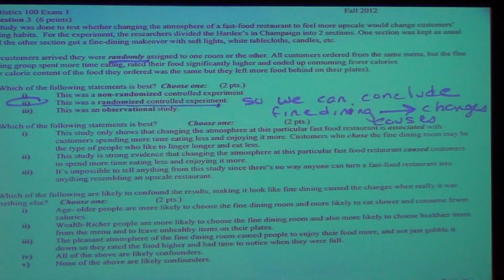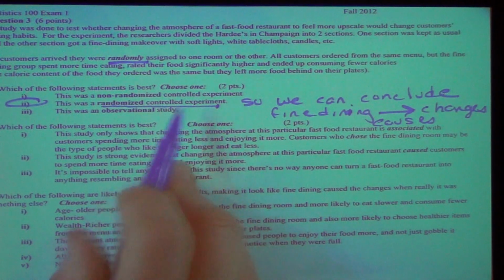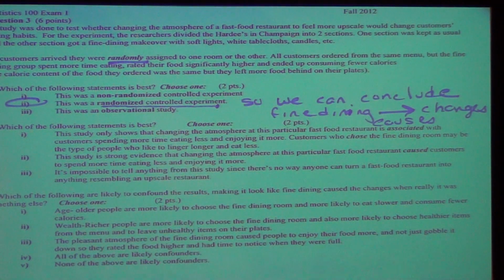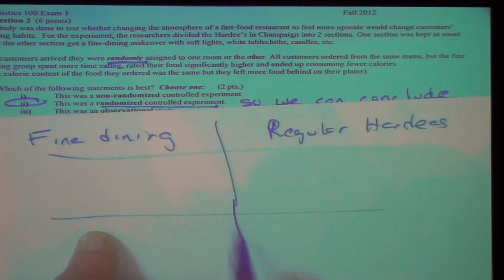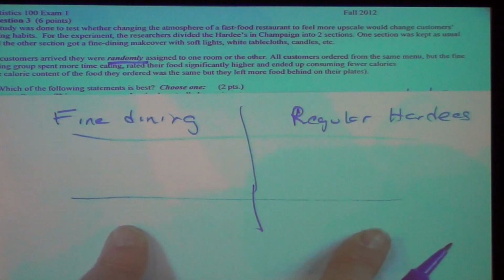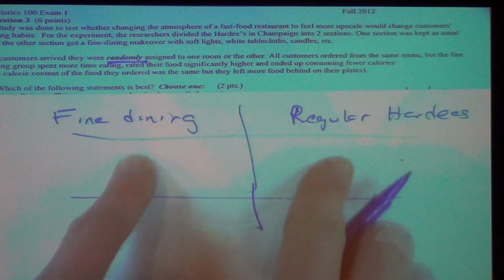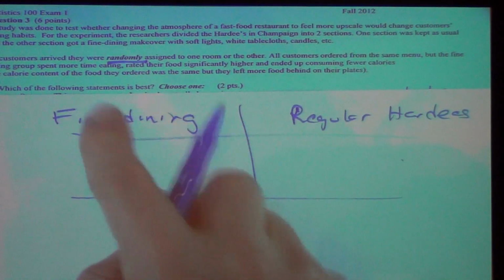All right? There's not going to be confounders. There's not going to be confounders in randomized experiments, because you give them all these conditions, and then any changes that we measure at the end, these people rated it much higher than these. Well, we don't have any differences. We don't have any confounders in here. So it has to be the fine dining.